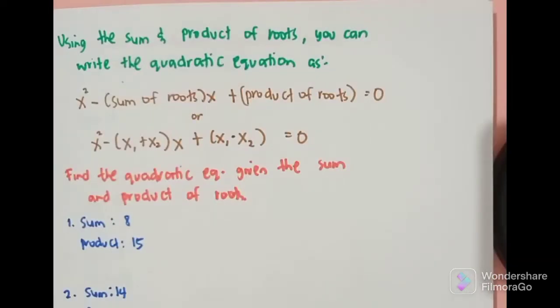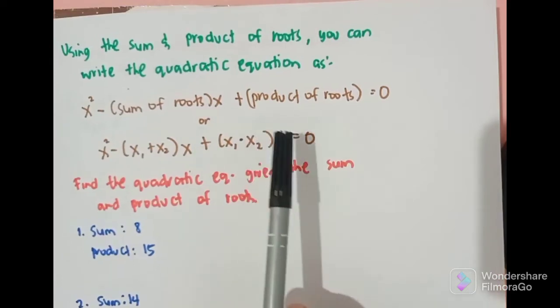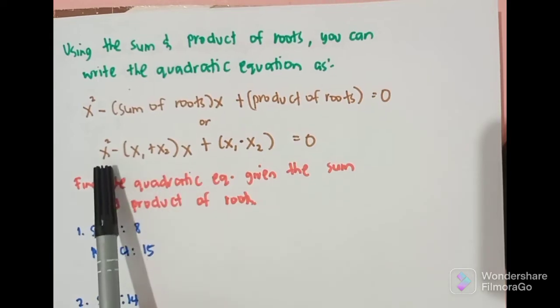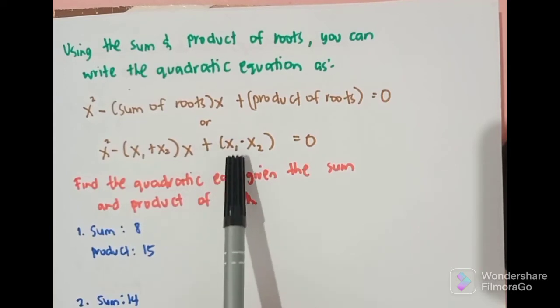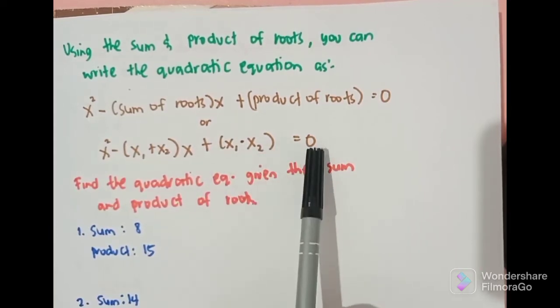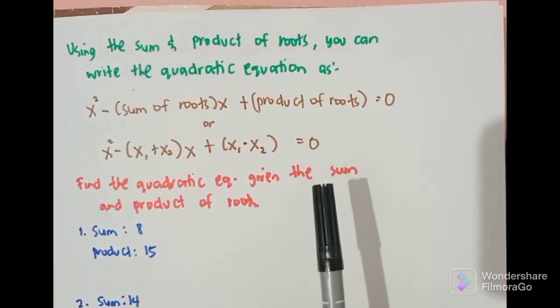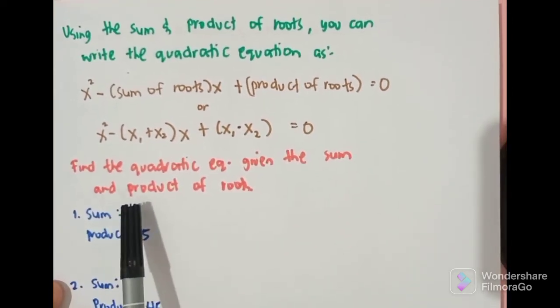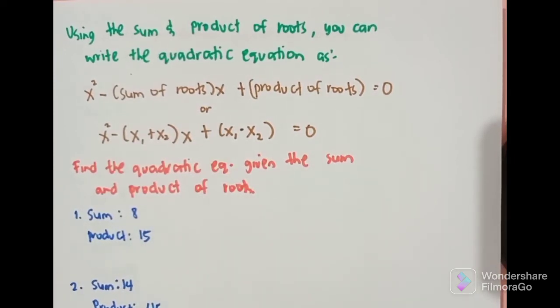Now, using the sum and product of roots, you can write the quadratic equation as x squared minus sum of roots times x plus product of roots equals 0. Or, x squared minus x sub 1 plus x sub 2 times x plus x sub 1 times x sub 2 is equal to 0. Now, given the sum and product, we will form the quadratic equation. So, it says here, find the quadratic equation given the sum and product of roots. It is just like this.